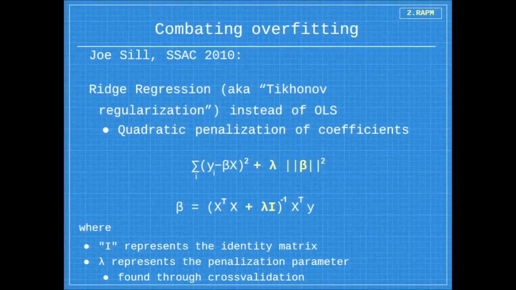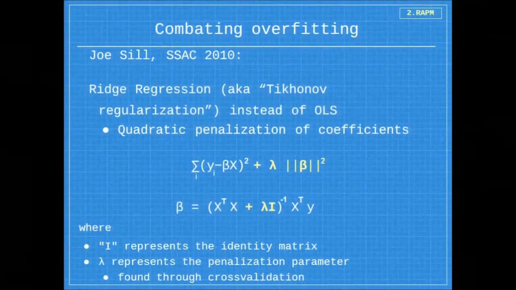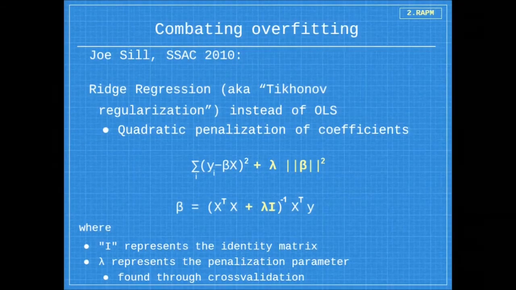So instead of just minimizing that sum that we had originally, we're adding this penalization term over here, which is lambda times the Euclidean norm of beta. And we get those betas by adding this penalization term here in the middle, where lambda is the penalization parameter, and we're going to find that through cross-validation. So we want to get the best. We're going to choose the lambda that gives the best out-of-sample predictions, and I is essentially the identity matrix.